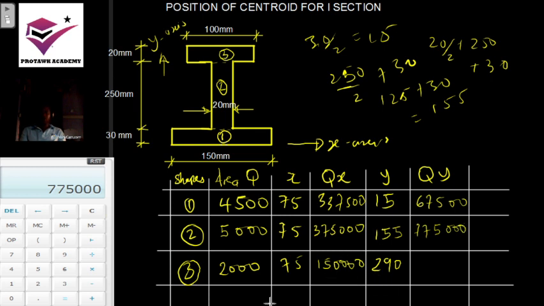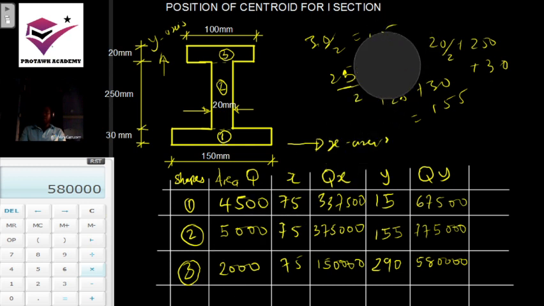Then the last one, we have 290 multiplied by 2,000. So what we'll have is 580,000. What we now need to do is clean up this so that we can have a working space to do further calculations.